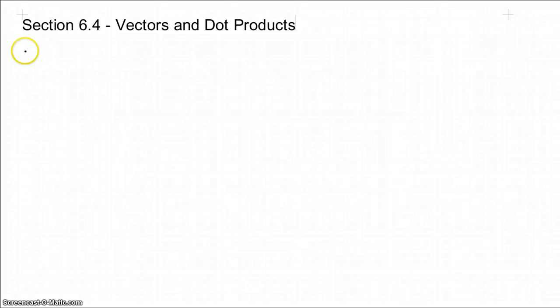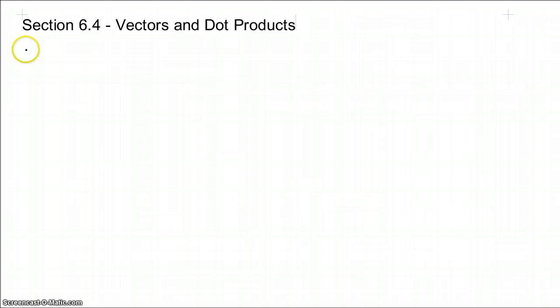Alright, today's video is on section 6.4. This is going to be day 1. We're still dealing with vectors. We're going to be talking about dot products, orthogonal vectors, and some properties of dot products. And then if there's time for this video, we'll talk about the angle between two vectors.